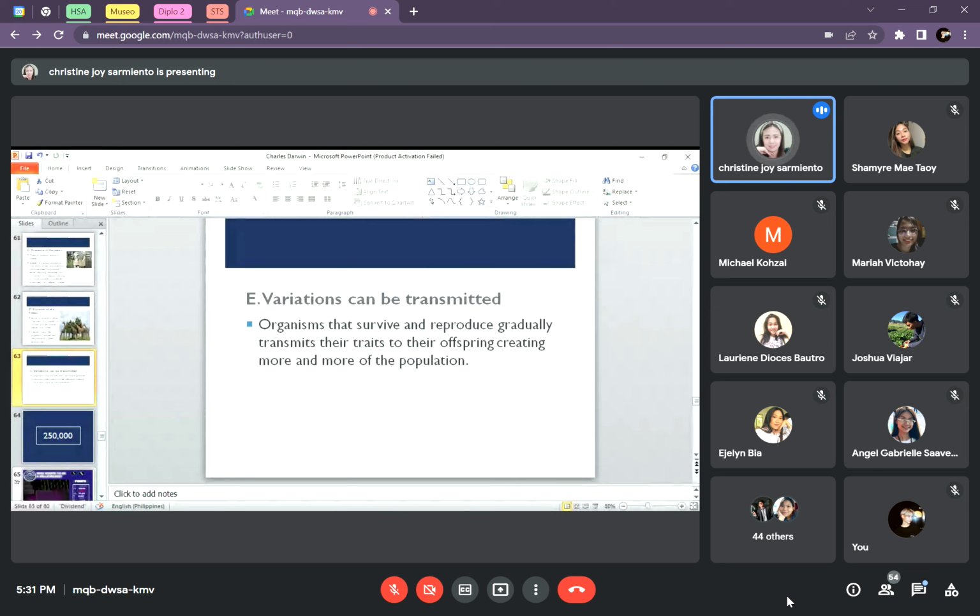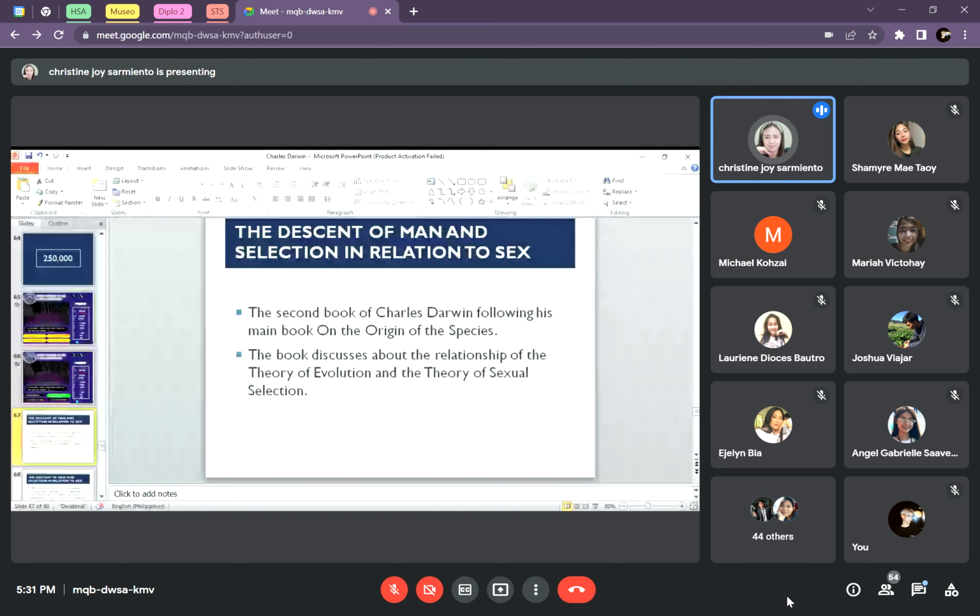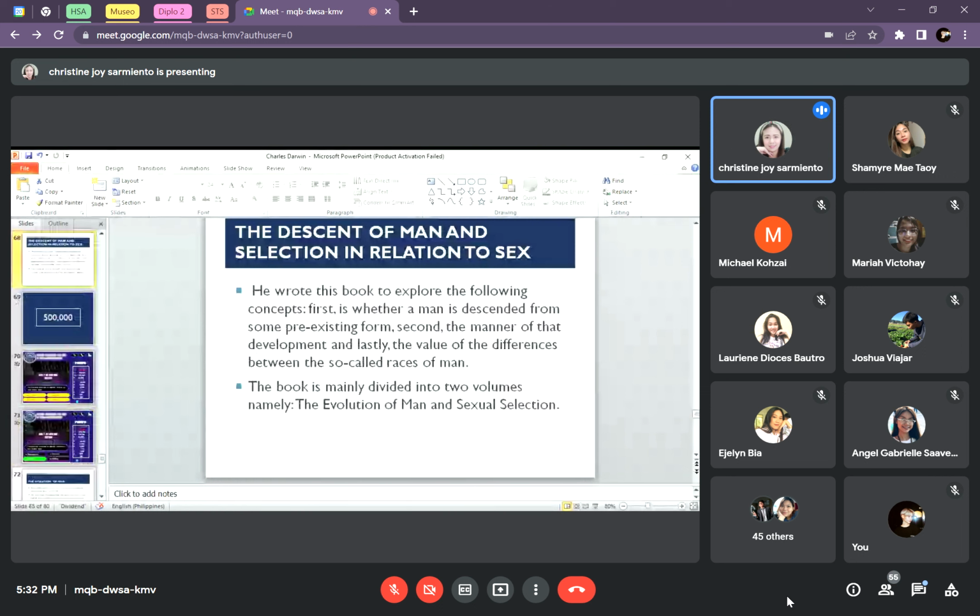And Darwin is following his main book on the origin of species. The book discusses about the relationship of the theory of evolution and the theory of sexual selection. Okay, so he wrote this book to explore the following concept. First, whether a man descended from some pre-existing form. And second, the manner of that development, and lastly, the value of the differences between the so-called races of man. So the book is mainly divided into two volumes, namely the evolution of man and sexual selection.